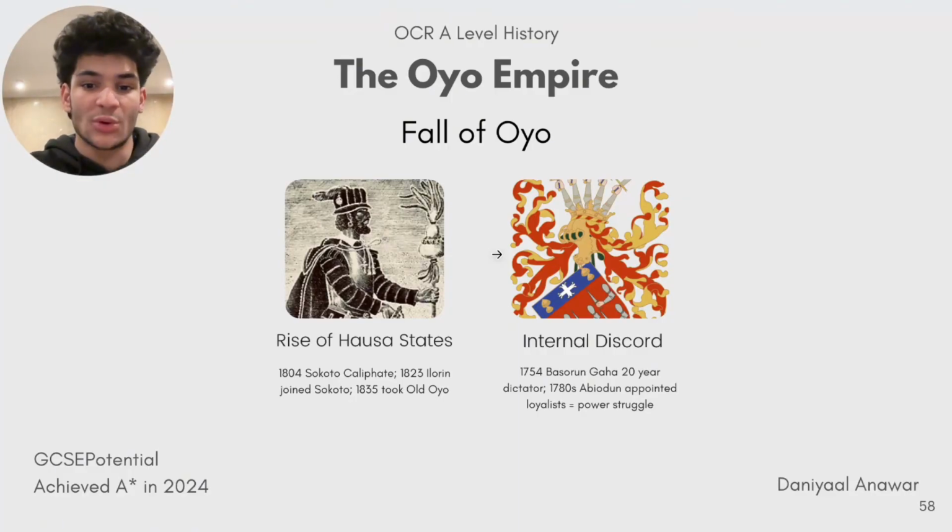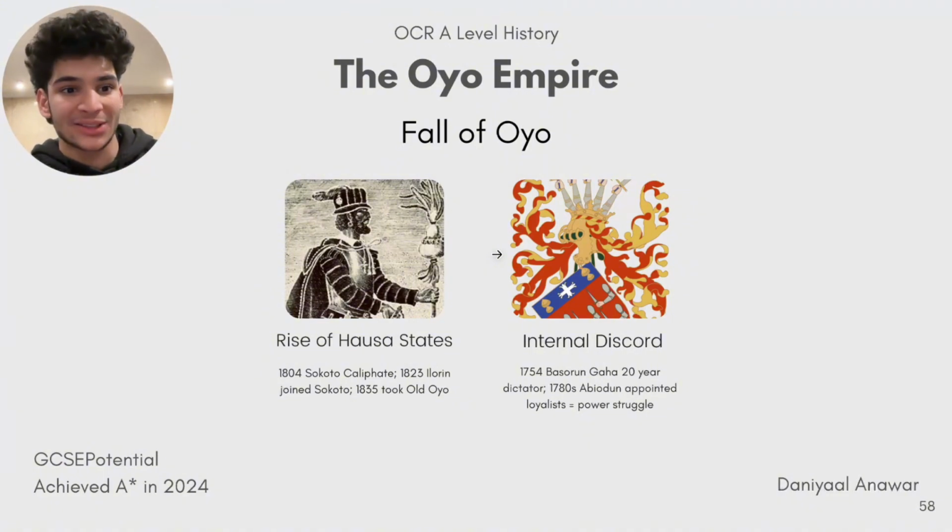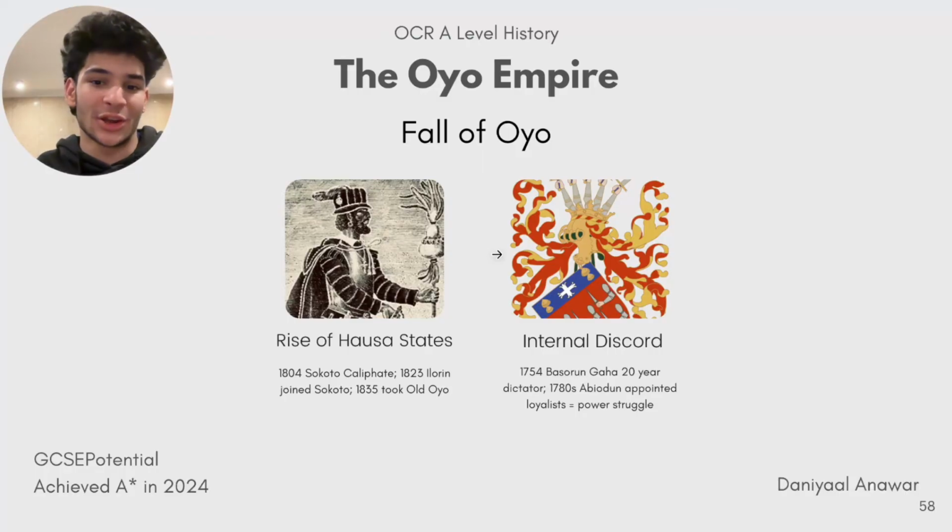So in 1754, the Bashorun Gaha was basically a dictator for 20 years. He sort of established a coup based on the Ewe Parateg system of suicide. And in those 20 years, he had complete control, which created some sort of internal discord. Because obviously, how is he going to be in charge when there's also an Alafin who's probably upset at that?